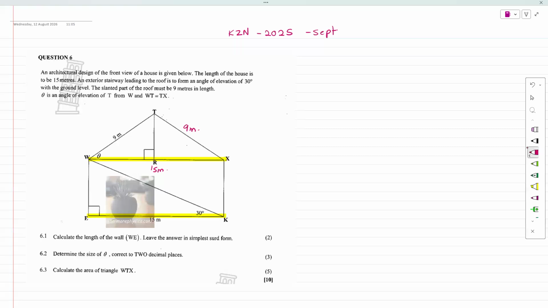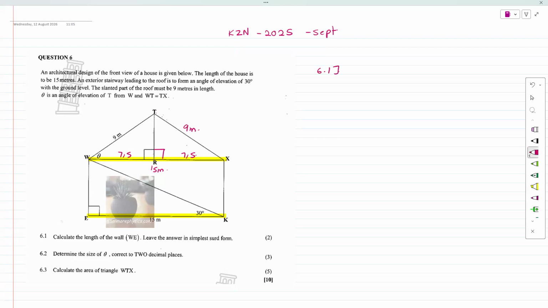The angle of elevation is theta. This is the right angle, therefore that would be a right angle as well. We can see that these two are equal, so this is 7.5 and that's 7.5. The reason is they told us WT is equal to TX. If those two are equal, this part is definitely equal as well. You don't have to worry about congruency, but you can look at the right angle and see that WT is equal, TX is equal, and TR is common, therefore WR and RX have to be equal as well. But for now, let's start with 6.1.